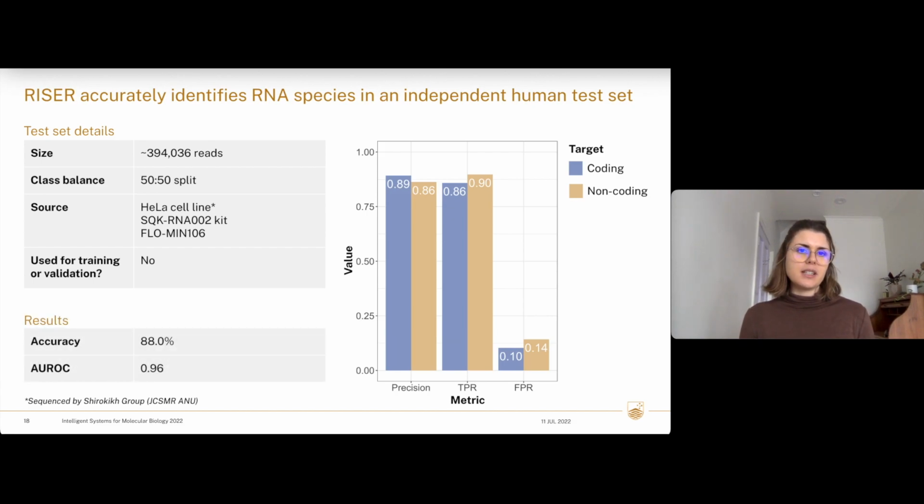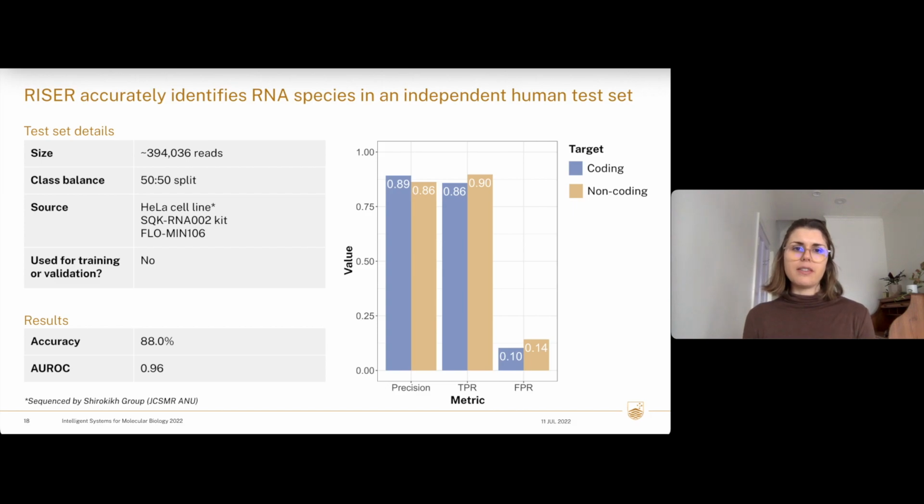So on an independent testing set, RISER achieved an accuracy of 88% and an area under the receiver operating characteristic curve of 0.96. So for those of you unfamiliar with the area under the curve metric, it's essentially a plot of true positive rate against false positive rate at a variety of classification thresholds. And the goal is to get an area under the curve as close as possible to 1, which is a theoretically perfect classifier. So 0.96 was quite a good result from that perspective.